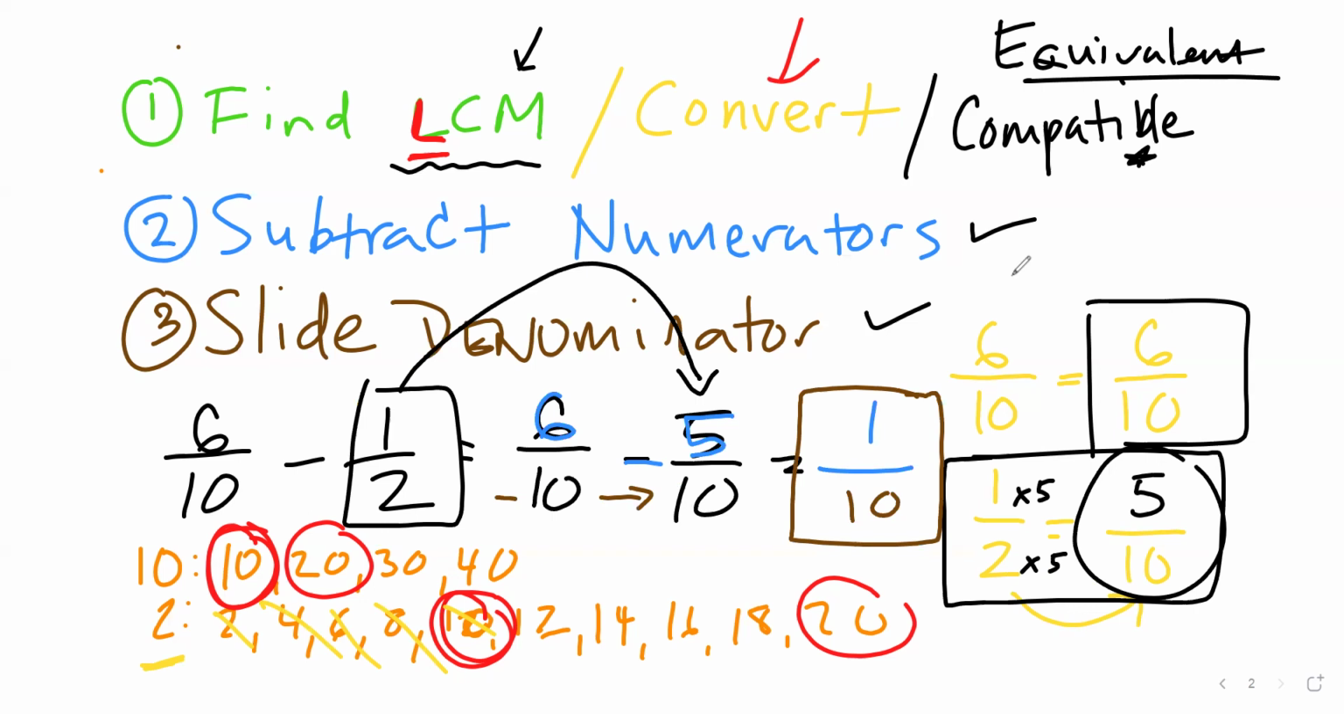It's a lot of work on one page. But that's what we're doing in this case. If they're not compatible, follow the flow chart. Not compatible? Great. Find the lowest common multiple. Convert to equivalent fractions. They're now compatible. Subtract the numerators. Slide the denominator. You're done. Which also could be the same when we're using addition. But today we're just going to focus on subtraction. So let's do another one.